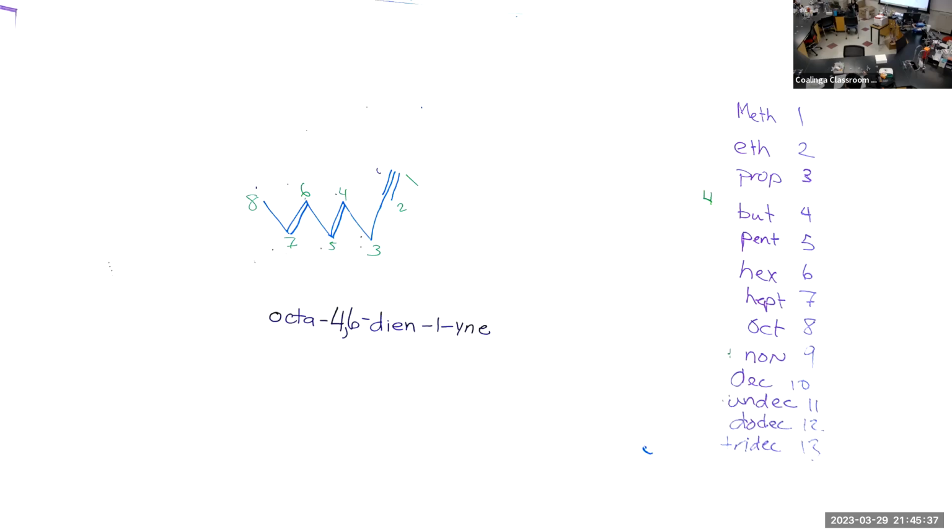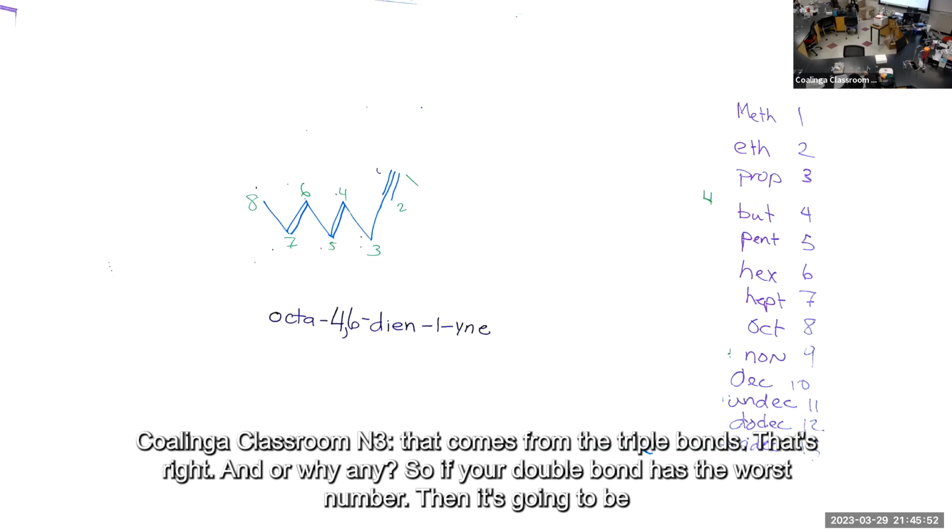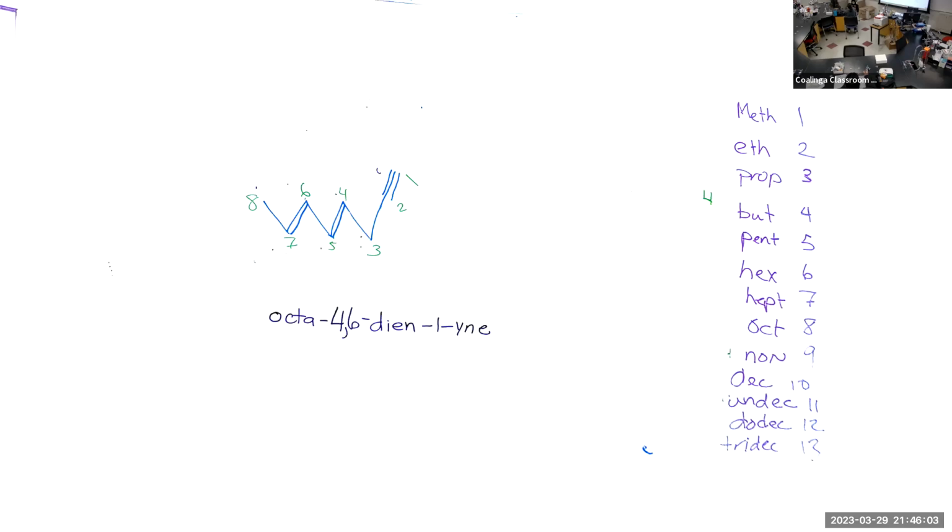Double bonds? Yeah. Oh, okay. That's number 2. And then just to clarify, the Y and E, that comes from the triple bonds? That's right. Triple bond is always going to be YN or YNE. So if your double bond has the lowest number, then it's going to be E and E. Y and E. Okay.